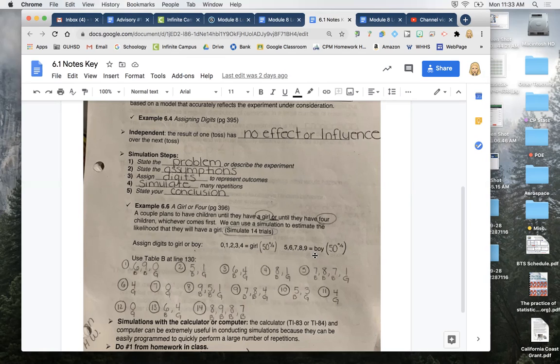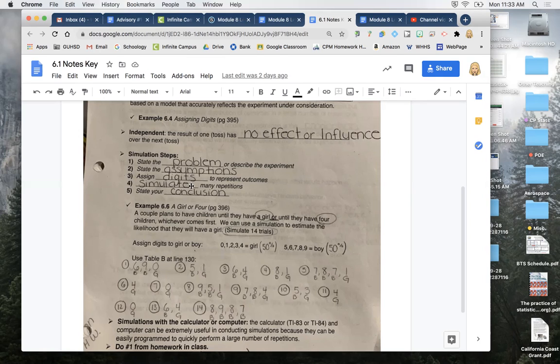If you choose to do it this way and do 0 through 4 and then 5 through 9, then every single number that you get will represent one of them in your group, either a boy or a girl. So it's kind of up to preference on that one, and I'm fine with you using either one.